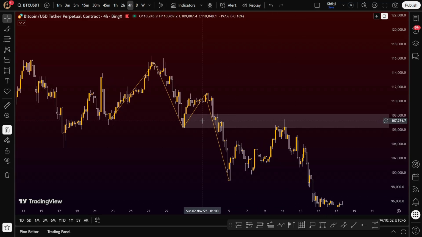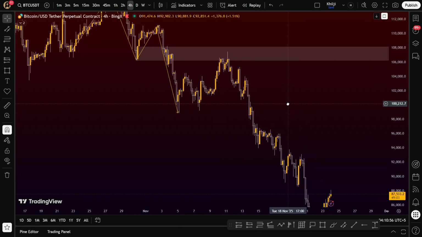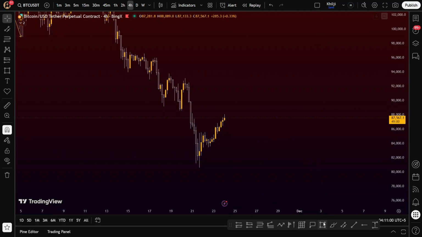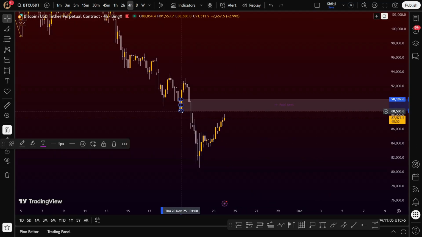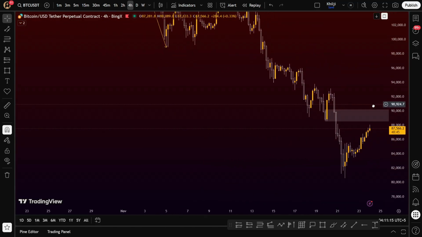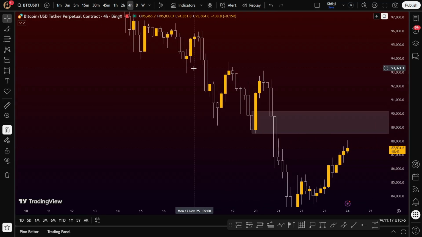So, this is just how supplies or demands are going to work. There are tons of examples of this. Again, we are eyeing actually this breaker as well to give us some sort of a supply from here. Now, this is a breaker as well. This is also a breaker block, but on the lower time frames.